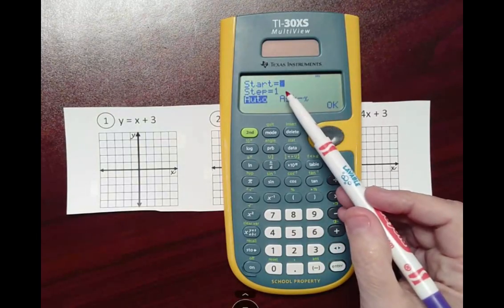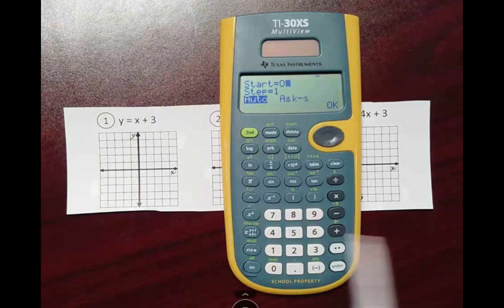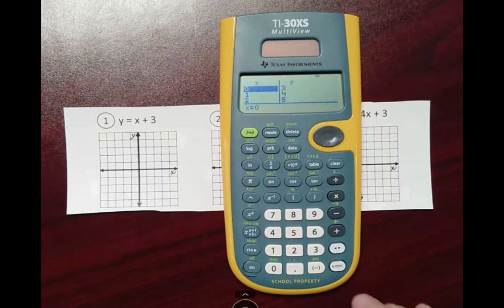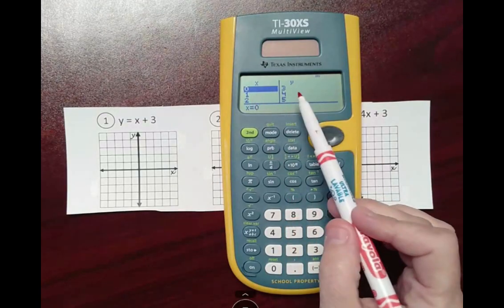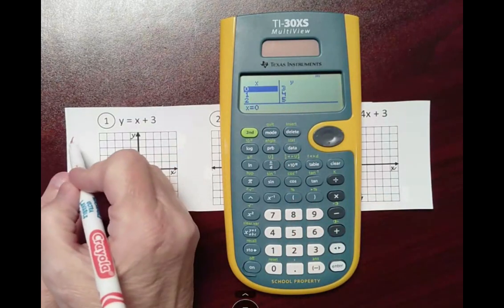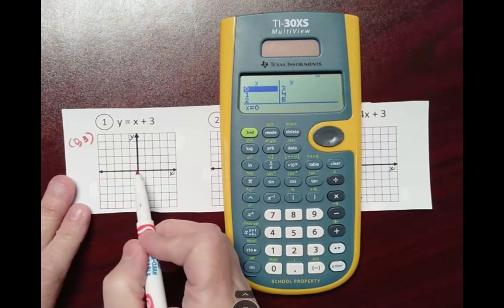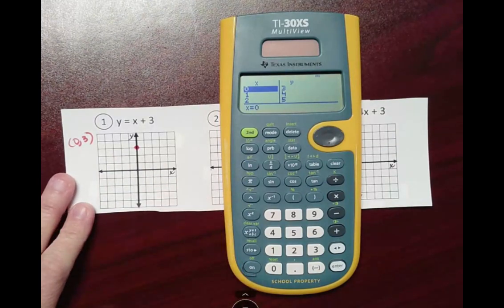I'm going to put my start value at 0 because that's going to give me whatever the y-intercept is there. But I'm going to scroll down, enter, enter, enter, and now I have a list of points. So the point 0 for x and 3 for y, 0, 3. So we're going to put that on our graph. 0 on the x and 3 on the y is there.